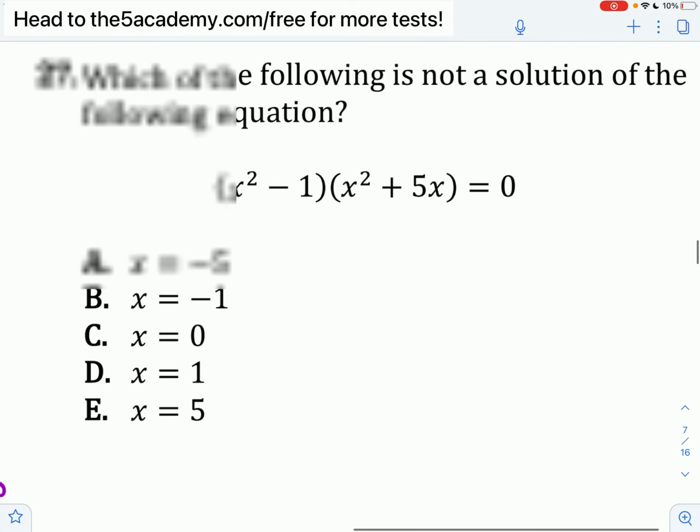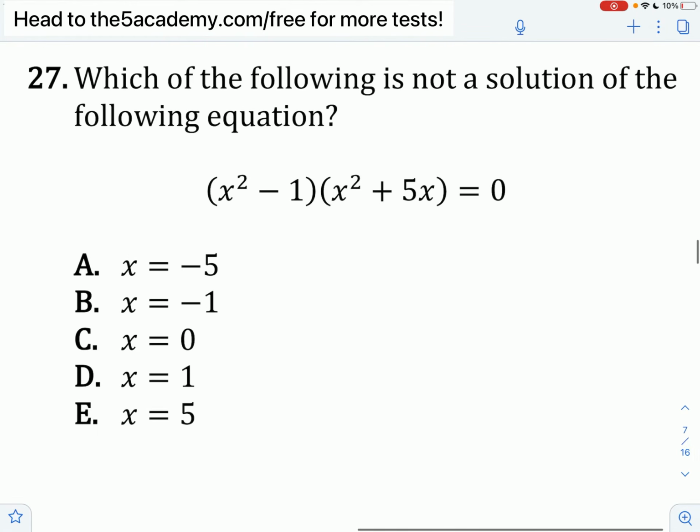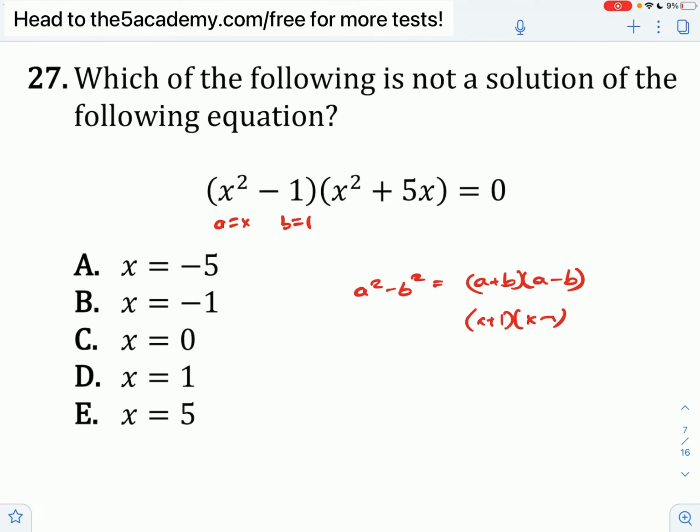Which of the following is not a solution of the following equation? So we had this equation. What are the solutions going to be? It's just going to be, when we factor this out, what are the different x-intercepts essentially. So I can factor this using difference of squares, where I remember that a squared minus b squared is equal to a plus b, a minus b, where in this case, a is equal to x, b is equal to 1. So a plus b, a minus b is going to be x plus 1, x minus 1, right? That's the first thing.